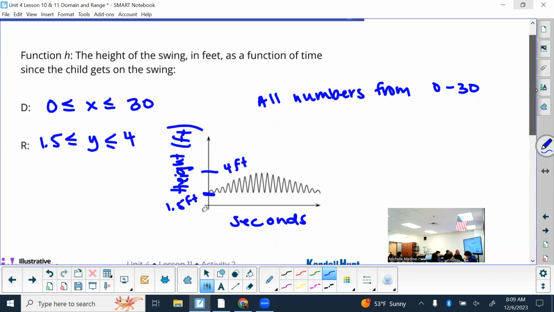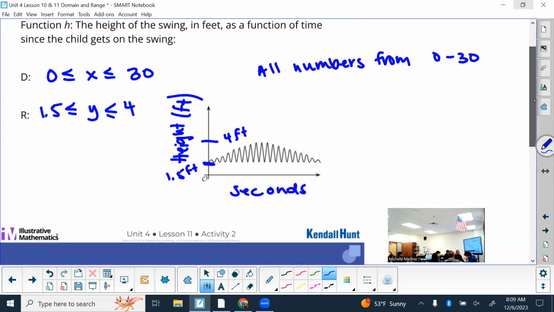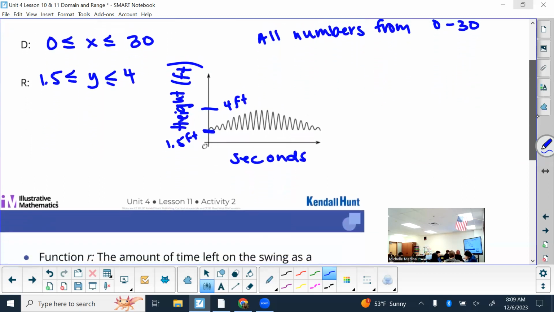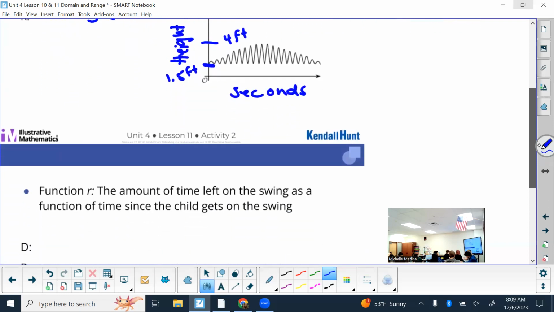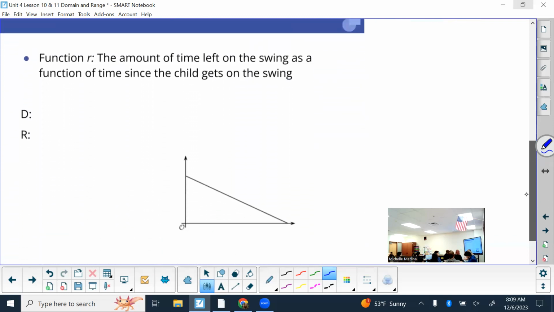Okay, scrolling to the next one, make sure we're being fast. Can't stay on the same slide forever. All right, so function R. We mentioned earlier the domain is going to be the same. That part's not changing. In each of these, what's changing is what's on the Y. So for function R, what should go on the Y?